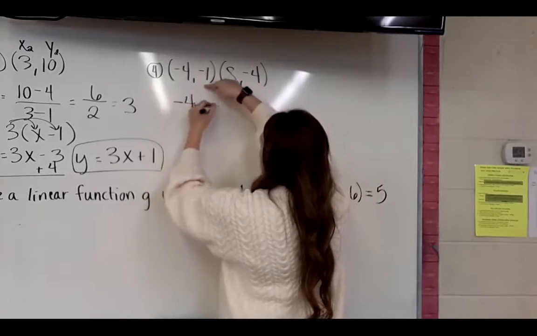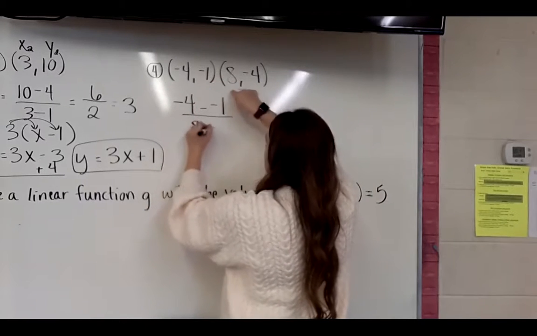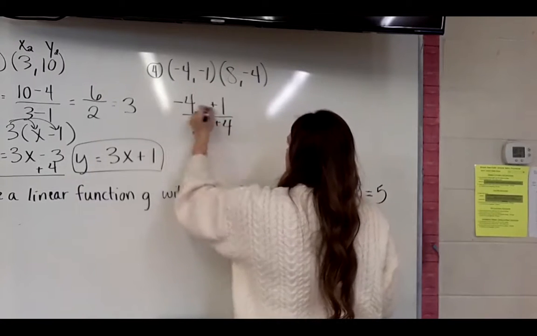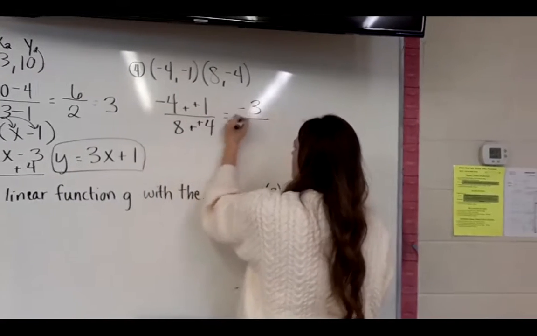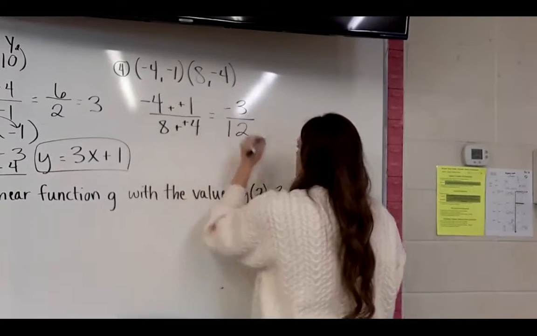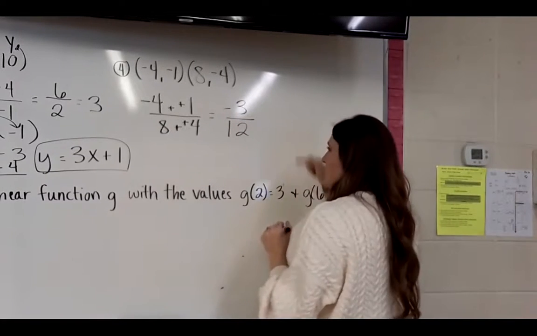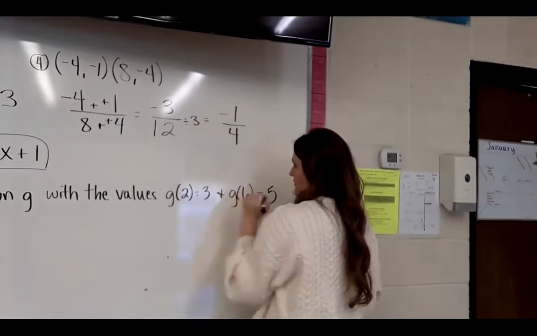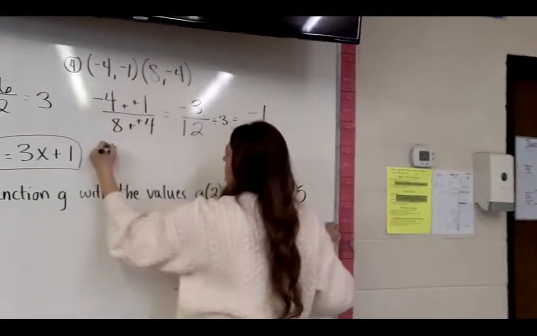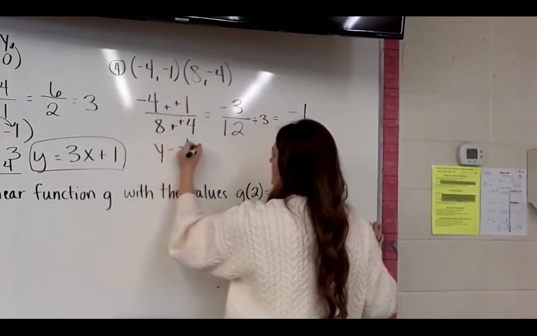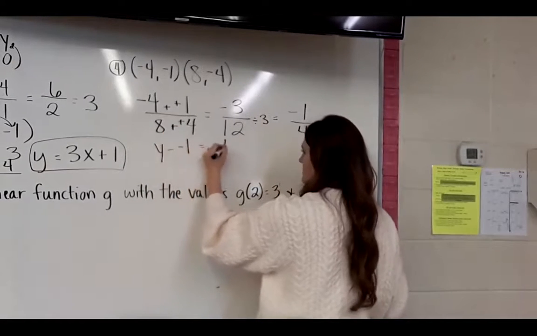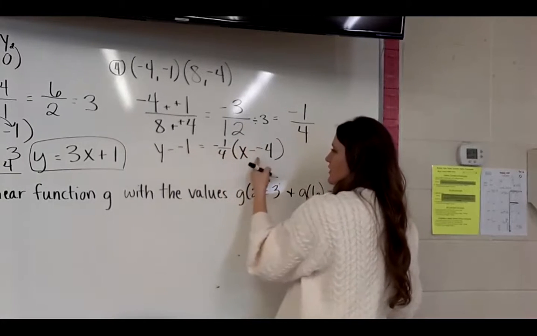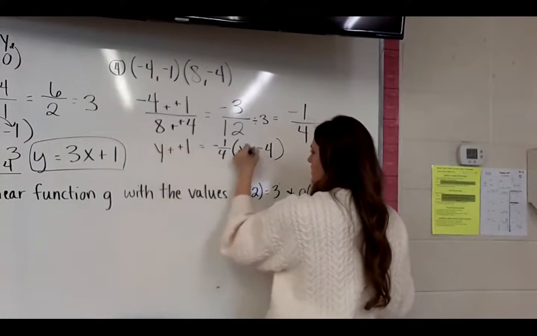y2 minus y1 over x2 minus x1. When we have minus a negative, it becomes plus. Negative 4 plus 1 is negative 3. 8 plus 4 is 12. I can take a 3 out of both of those and get negative 1/4. Come back up, y minus y1 equals my slope times x minus x1. Anywhere you have two negatives becomes plus.